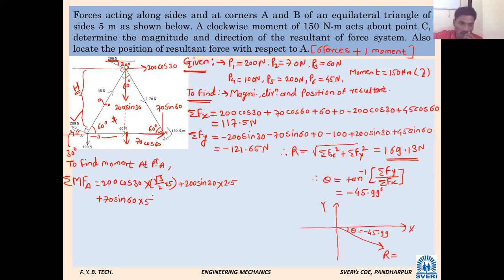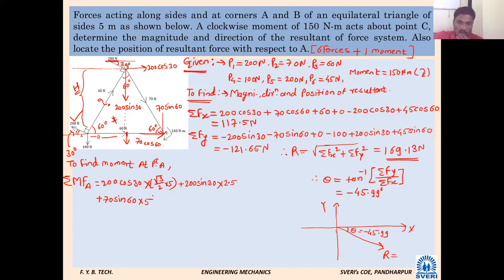Another component, 70 cos 60. What will you think? It will be 0, because the line of action of that force will pass through point A. So we should not consider that component 70 cos 60. Okay, force number 2 is over.